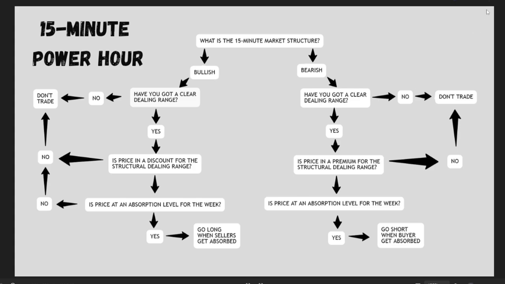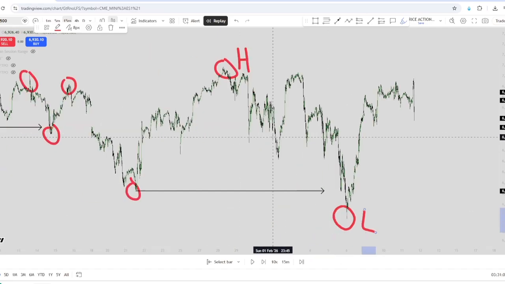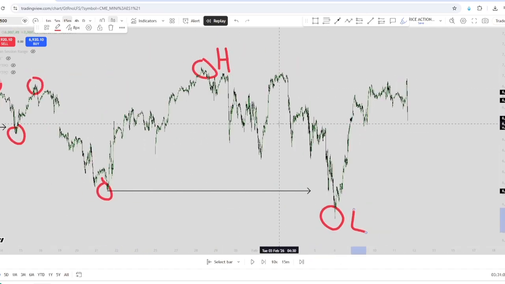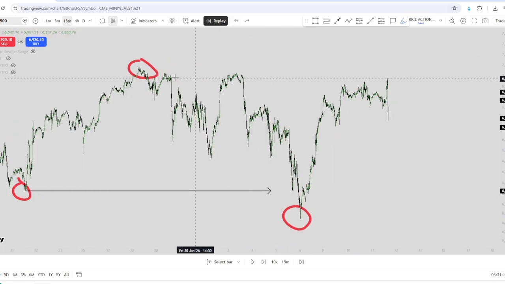What do I mean by dealing range? If you watched any of my previous videos, you will know that I refer to dealing range as the most recent high, which is going to be up here, and the most recent low, which is down here. Of course, you need to have your market structure correct and valid in order to make your dealing range correct. If your structure is off, you're going to have a difficult time finding your dealing range. So this is our dealing range.